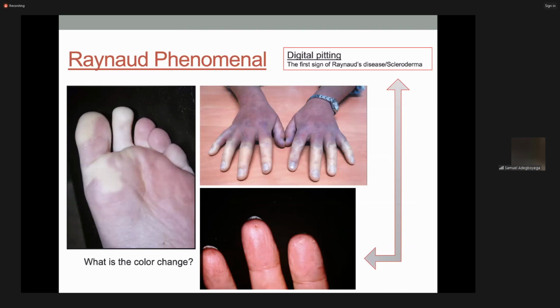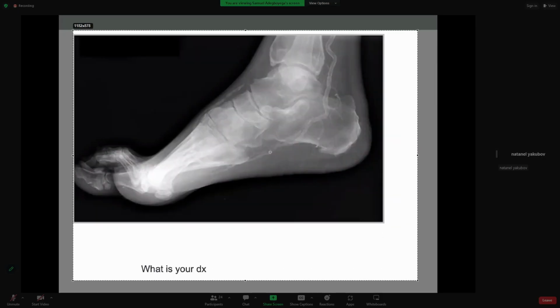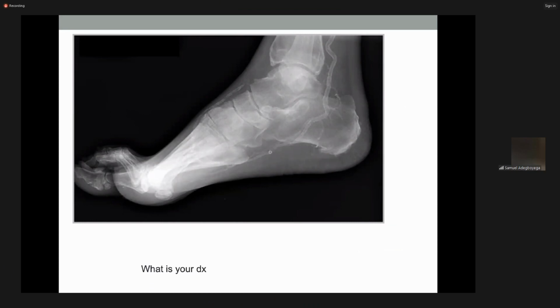So when you have Raynaud phenomenon, can you talk to them about the color? What do you see first? White, then blue, then red. Red. Beautiful. What's your diagnosis? Mönckeberg calcification. What type of atherosclerosis is this? Calcified type, the Mönckeberg. Which vessels are really affected with this? Medium and small.